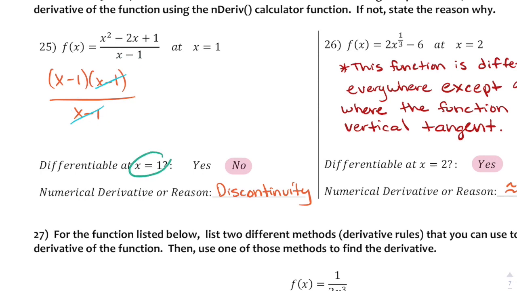So is it differentiable at 1? No. Why? It's a discontinuity. How was I able to find it? I removed the discontinuity right here, so I immediately know it's a discontinuity. There is no derivative from one side or the other. There's just one little issue there.